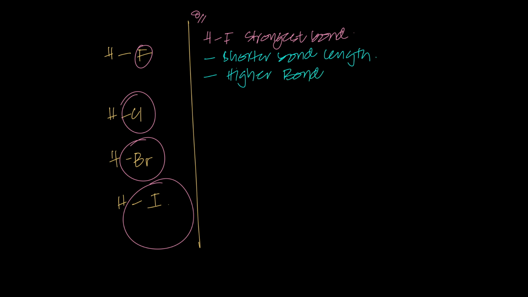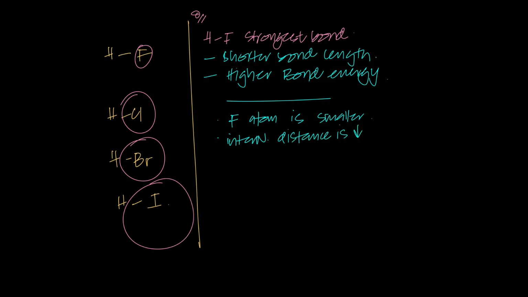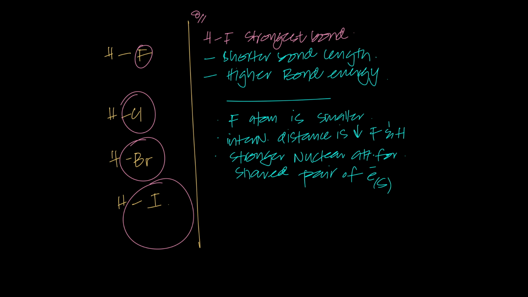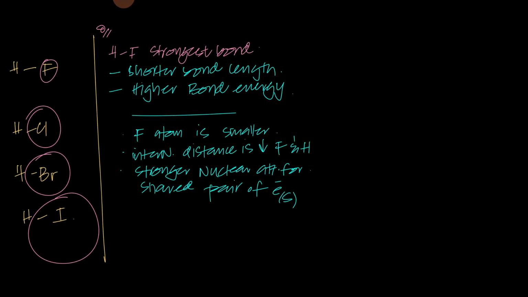And what's the reason for these two? Well, because the fluorine atom is smaller. This is the further reasoning. The fluorine atom is smaller, so the internuclear distance between fluorine and hydrogen is reduced. Stronger nuclear attraction for the shared pair of electrons. Yes, that's the idea. Now, the next concept from this, we transition into the idea of reactivity.